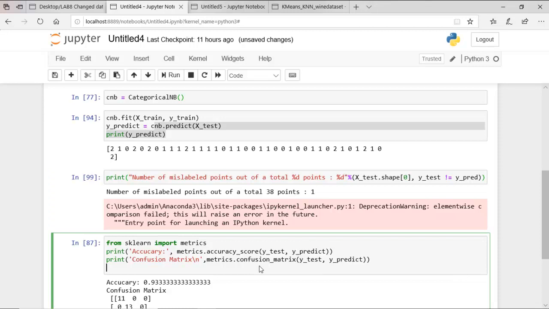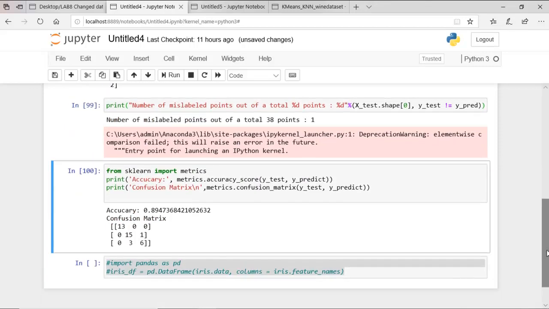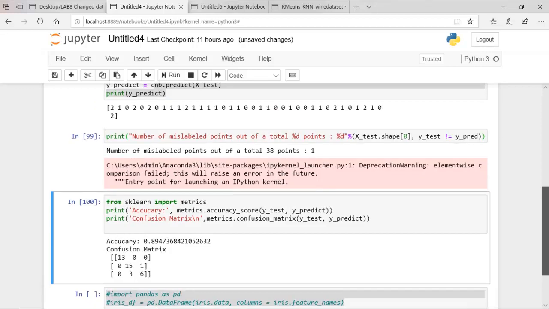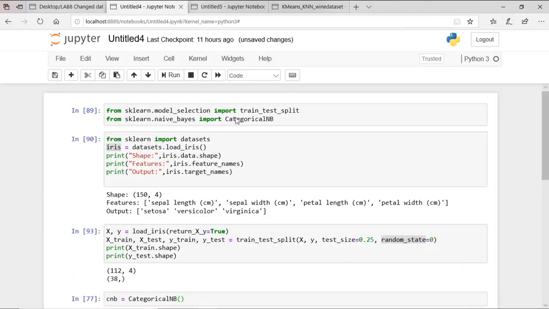As usual, the metrics used for a classification algorithm are accuracy and the confusion matrix. So we run the accuracy, and you can see it is 0.89, so 89% accurate. And the confusion matrix, you can see, is a 3 by 3 matrix. Why? There are 3 class labels in the output column and hence it is 3 by 3. So that is the implementation. If you want to use Gaussian naive Bayes, just replace categorical with Gaussian.